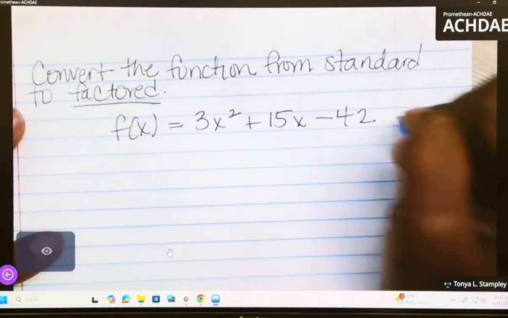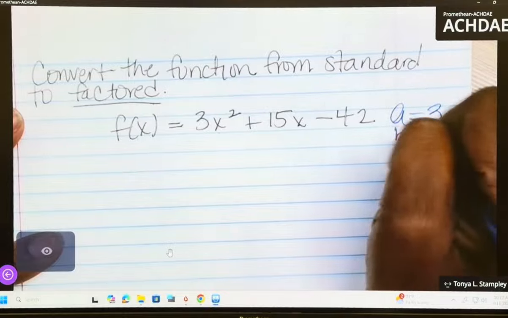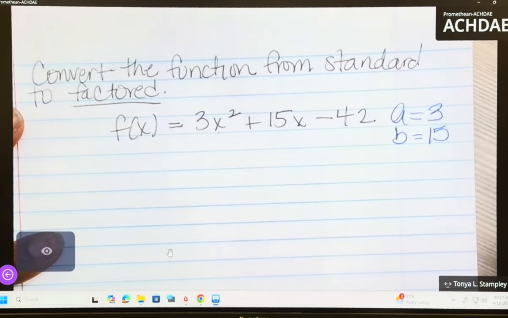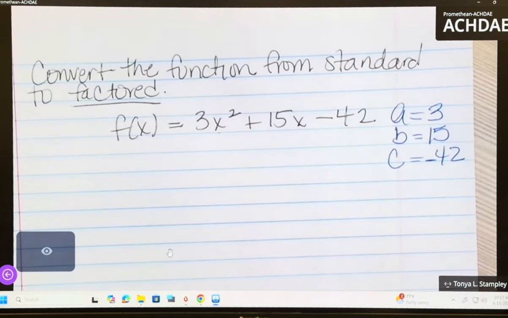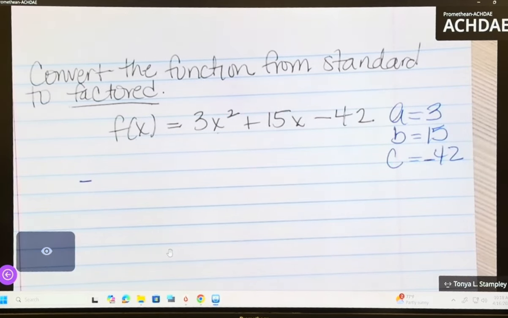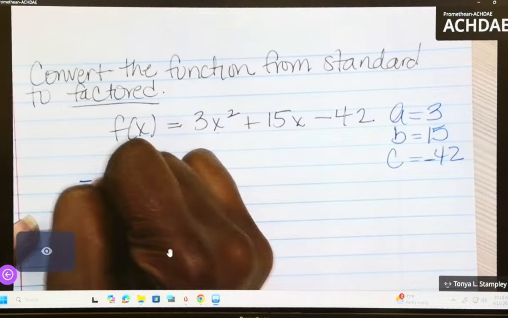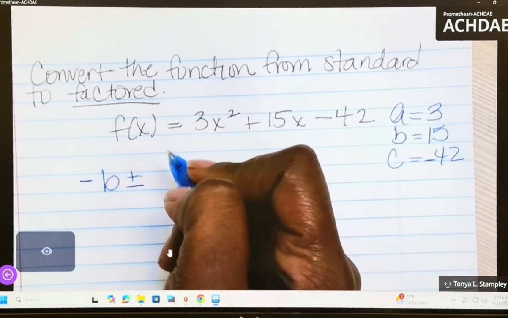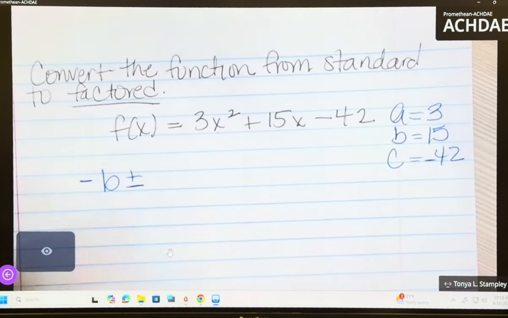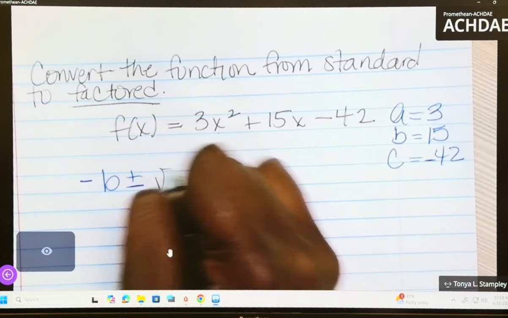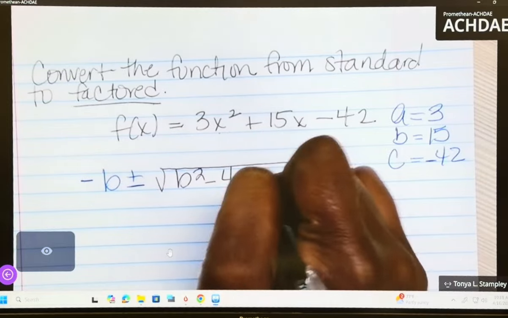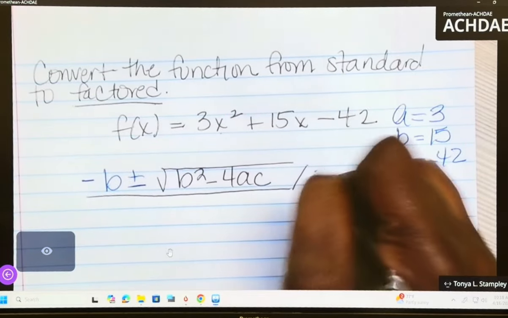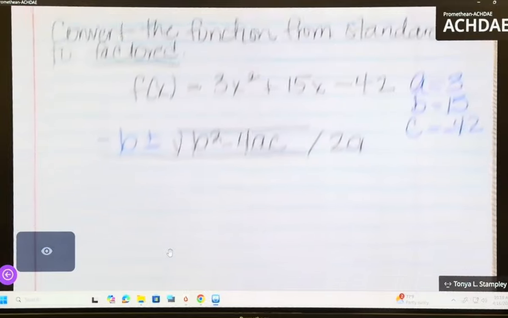And I know my A is 3, my B is 15, my C is negative 42. So now we can just do quadratic formula. So what do we start off with in the quadratic formula? Negative B. No. Negative B plus or minus what? The square root of B squared minus 4AC all over 2A. Is everybody with me? Yes?